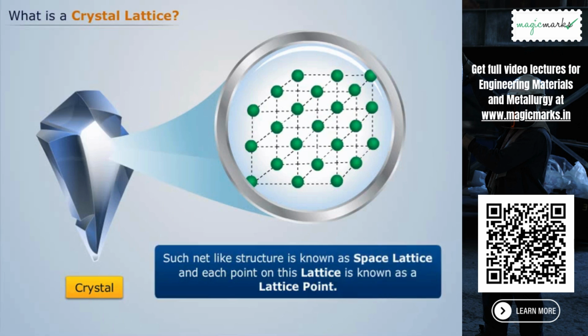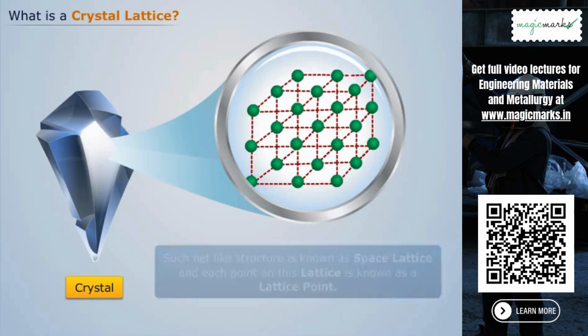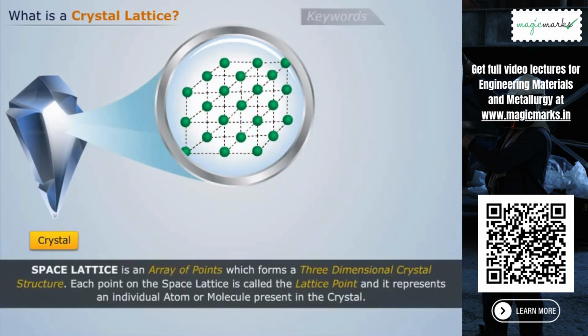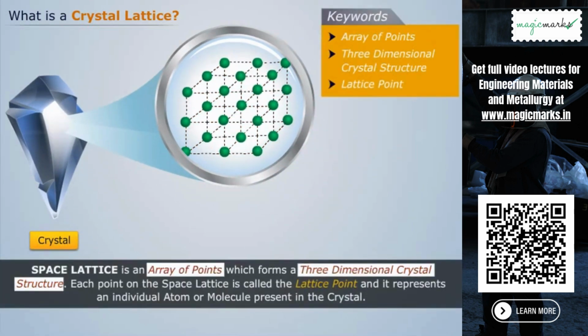Such a net-like structure is known as a space lattice, and each point on this lattice is known as a lattice point. Thus, a space lattice is an array of points which forms a three-dimensional crystal structure. Each point on the space lattice is called a lattice point, and it represents an individual atom or molecule present in the crystal.